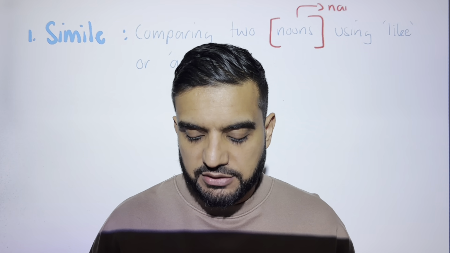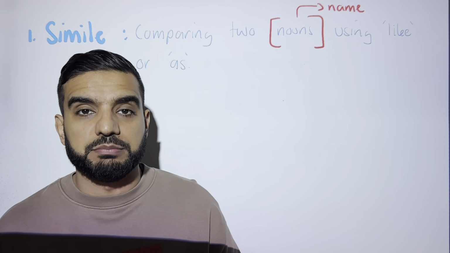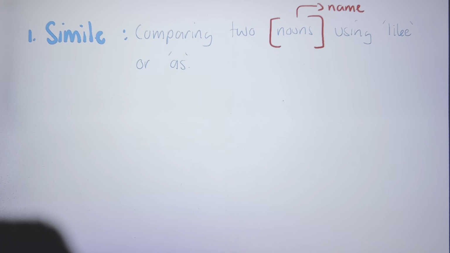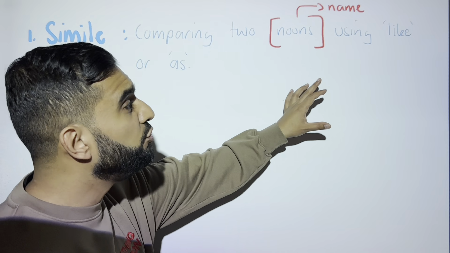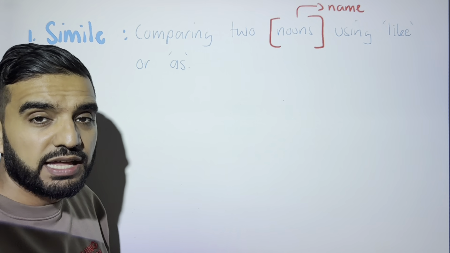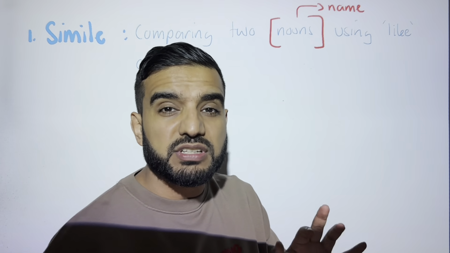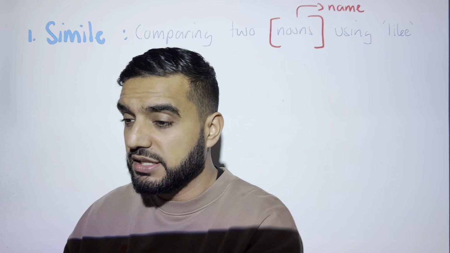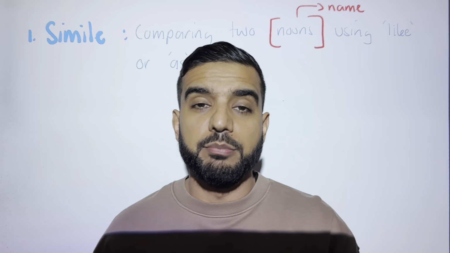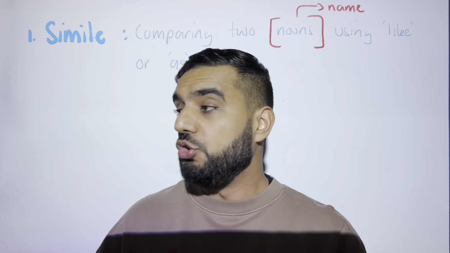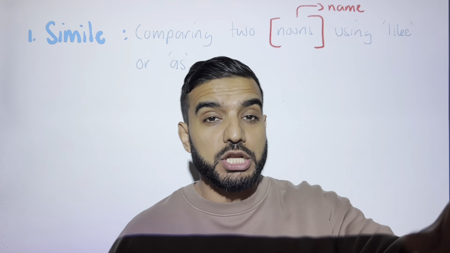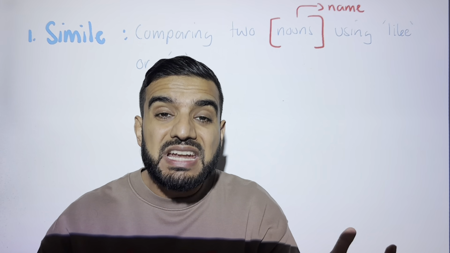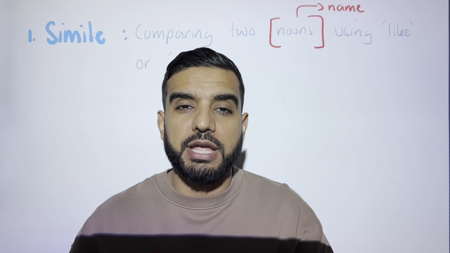Now, what is a noun, guys? A noun is the name of something. Table, chair, place, person. A simile is when you compare two nouns, and you have to use like or as. That's the first thing that I want you to understand. You have to have two nouns that you want to compare. You could compare the table to the door. You could compare me to the iPad. You can compare the camera to the projector. But you need to decide what two nouns am I going to compare.